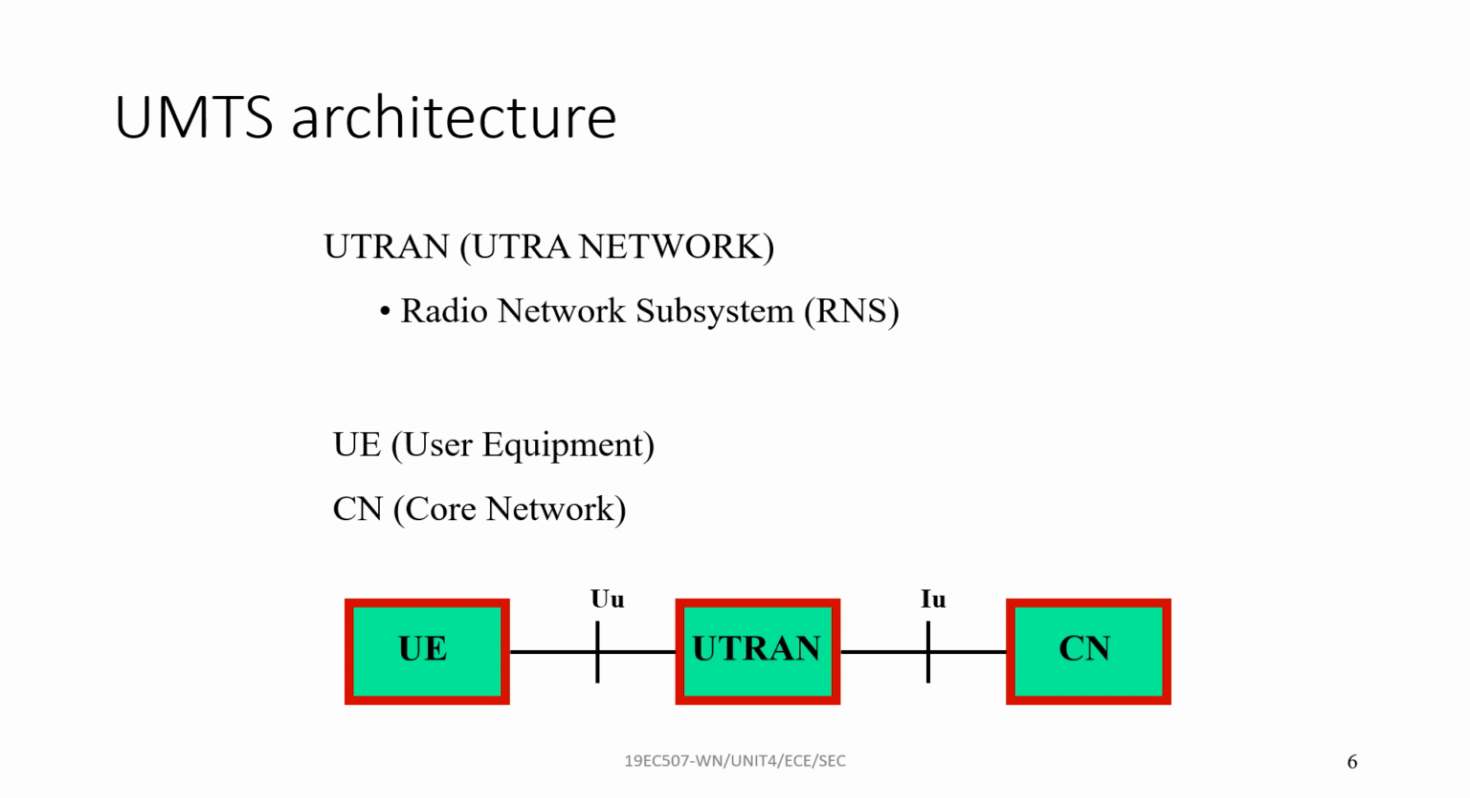Similar to that, here we have an interface called Iu and one more interface called Uu. This Uu interface communicates between the UTRAN and the user equipment. This interface between the UTRAN and the user network is known as the Uu interface. When we talk about the Iu interface, this communicates between the RNC, which is our radio network controller, as well as the core network CN.